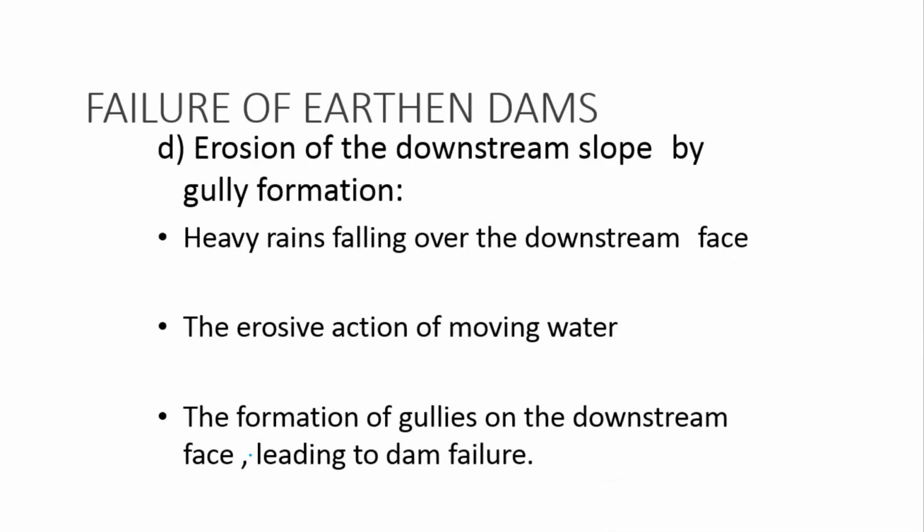Next, erosion of the downstream slope at gullies. Gully formation means, for suppose, on our highways, if there are potholes, water will get stored at the potholes. That is nothing but a gully.